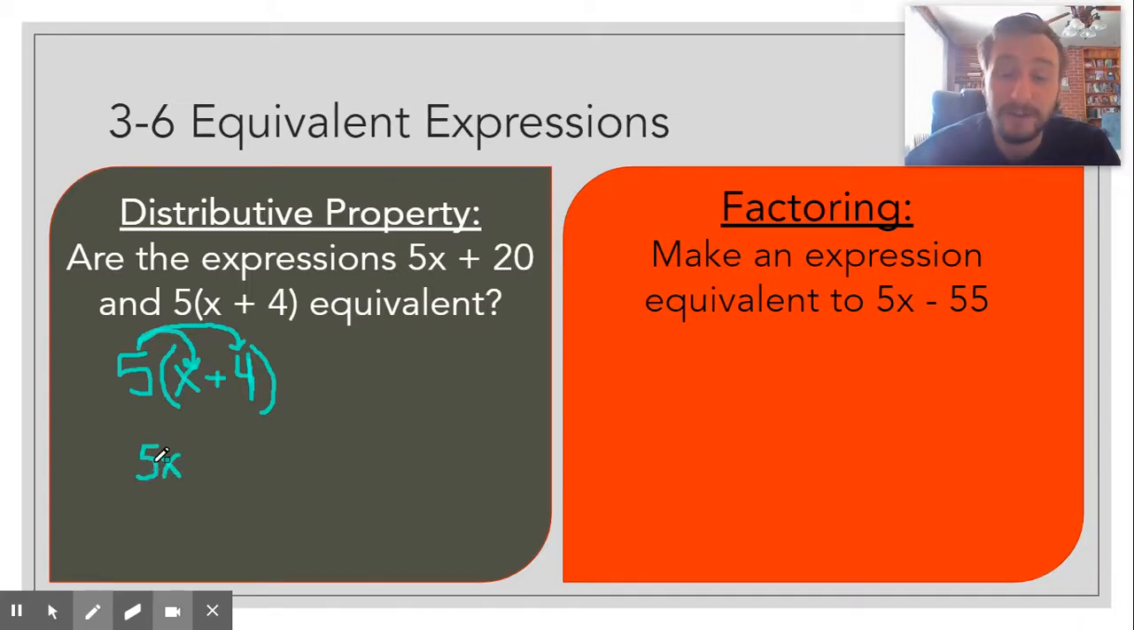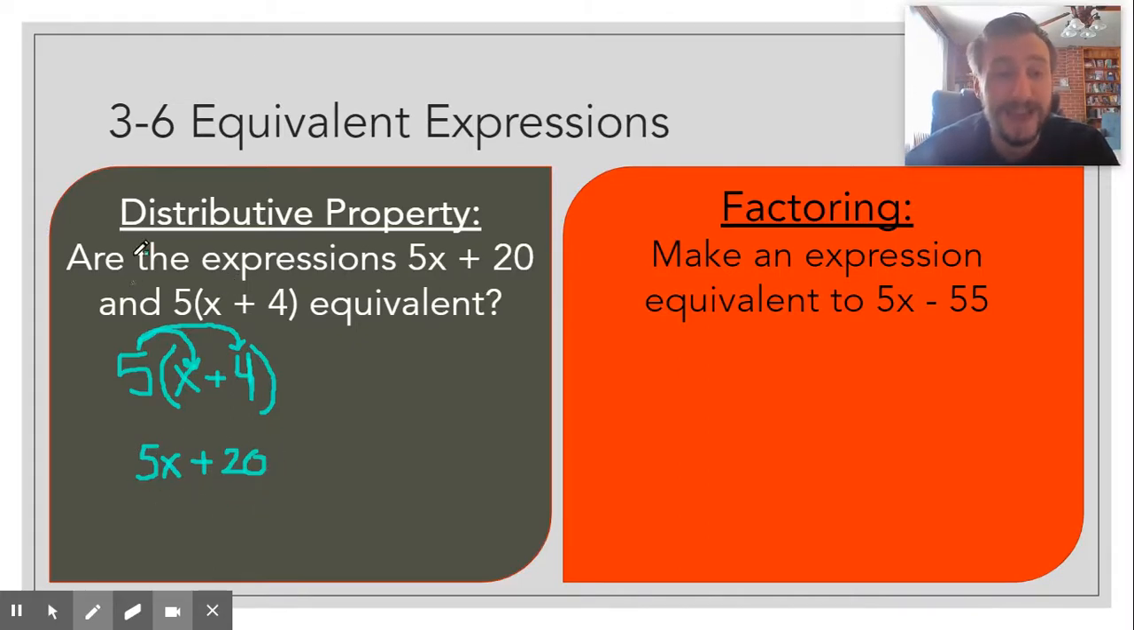Because whenever you have a number next to a variable, that's multiplication. So 5 times x is just 5x. Now, there's a plus sign here, so we'll bring down the plus sign. 5 times 4 gives you 20. So what we just did is we distributed the 5 to everything inside of the parentheses, and we got this new expression that is 5x plus 20.